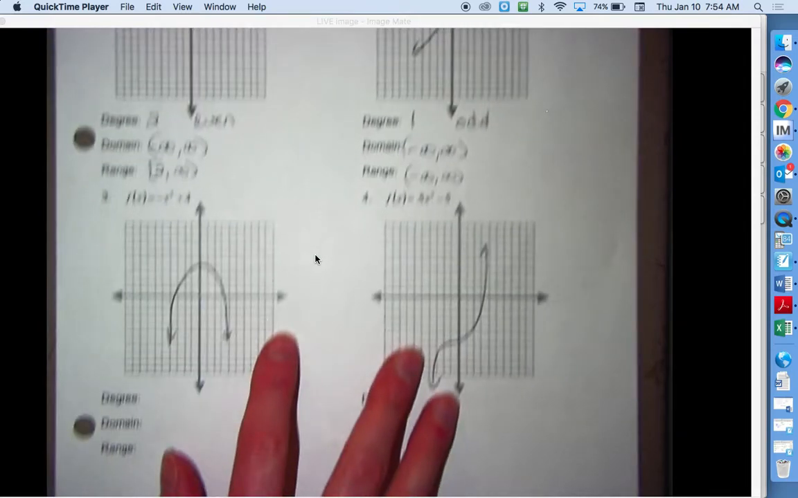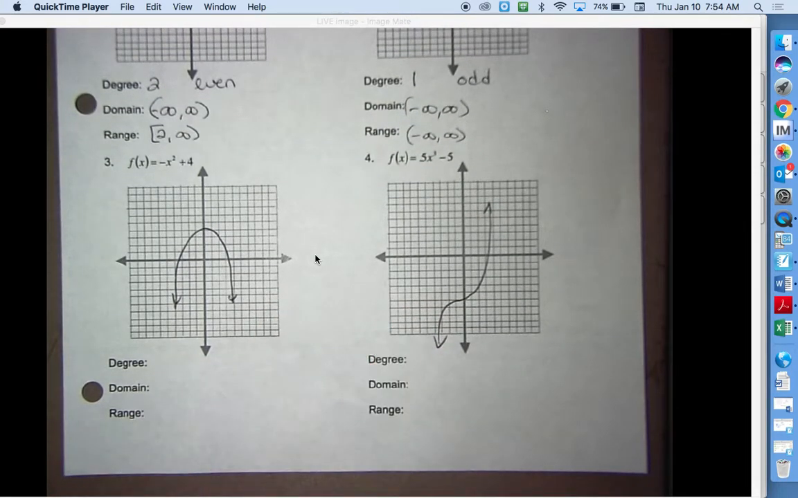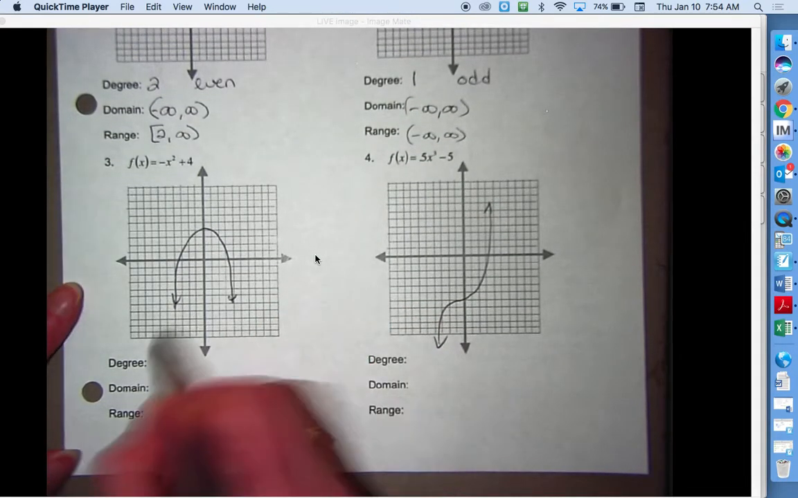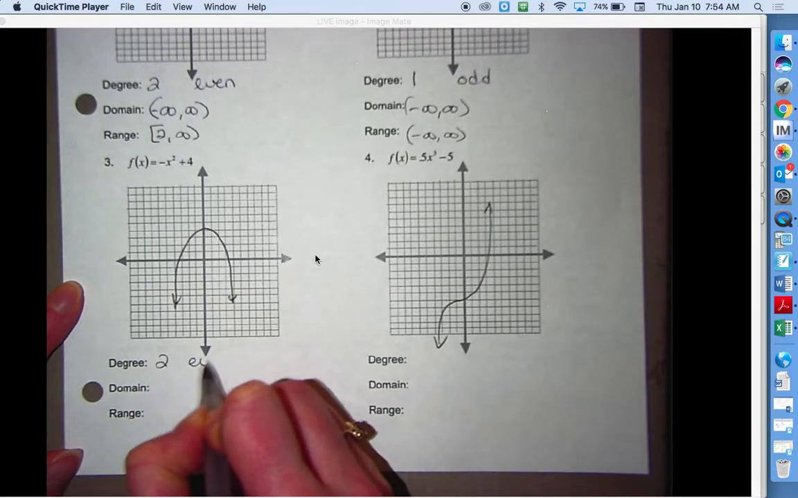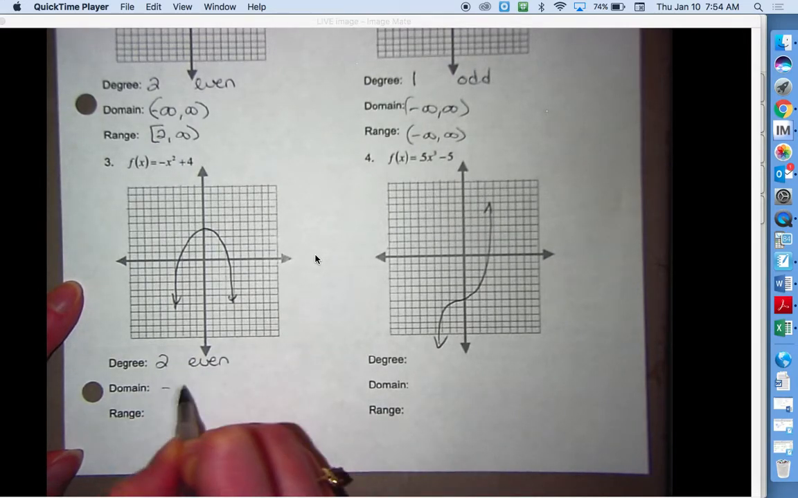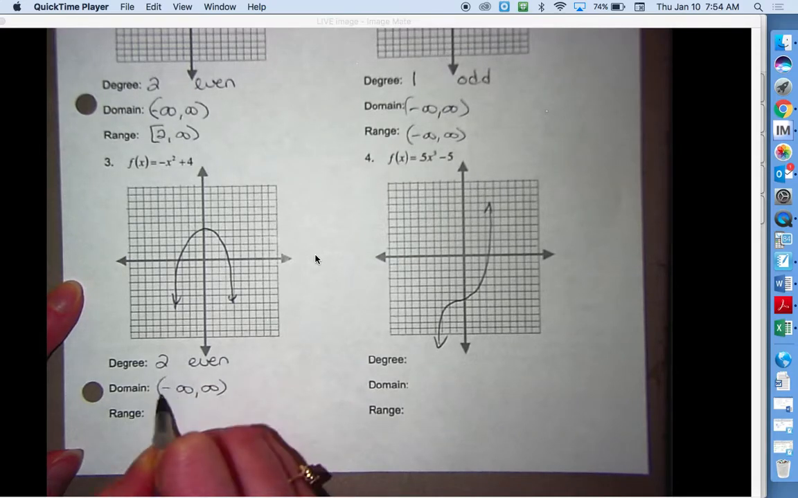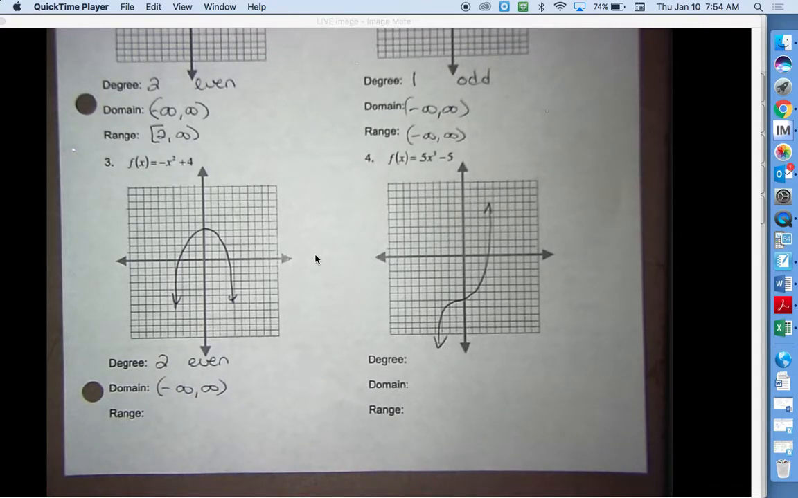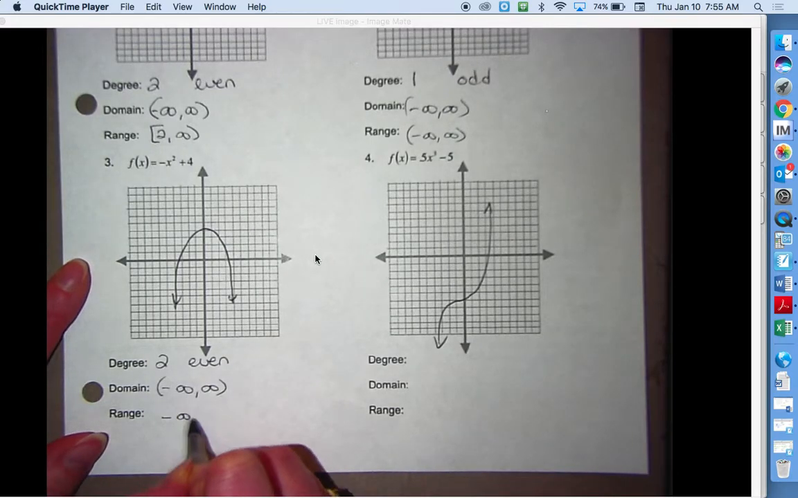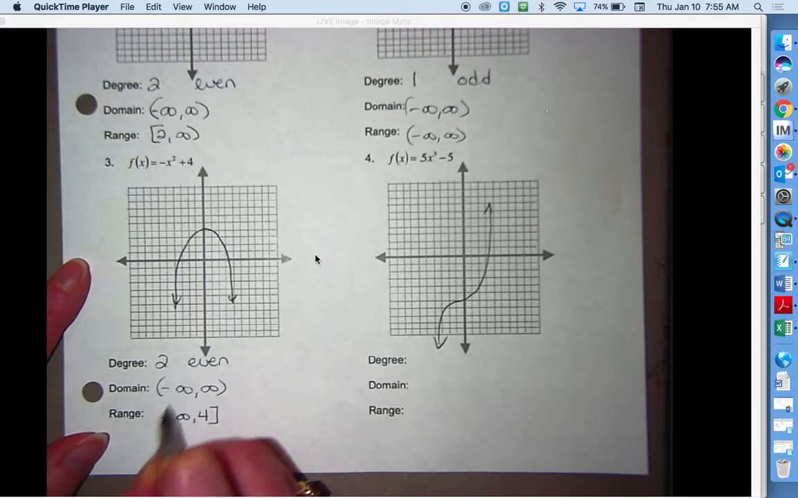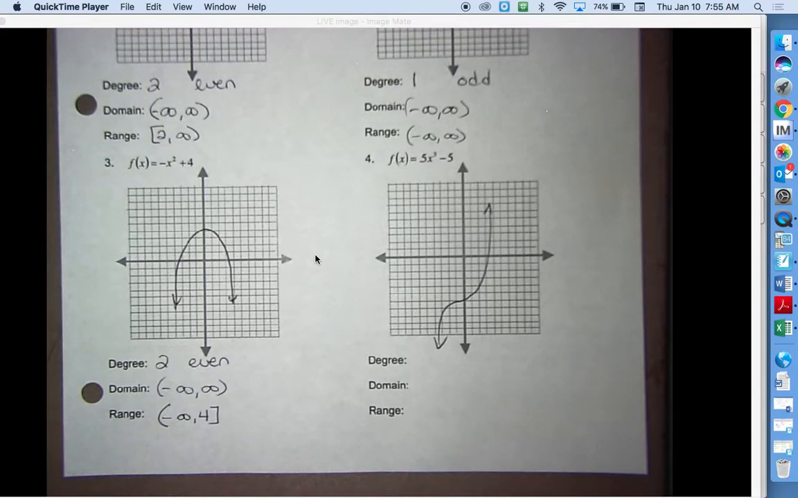So underneath, number 3 has a negative in front, so that's why it flipped down. Its degree was 2, which is even. The domain is still negative infinity to infinity. But the range now is the opposite of the range above. It starts at negative infinity and goes up to 4. So this number here tells us the highest value in the graph, which is also the highest value of the range.